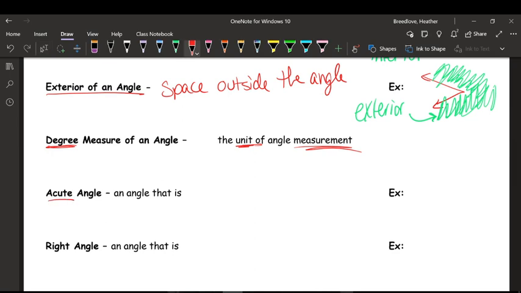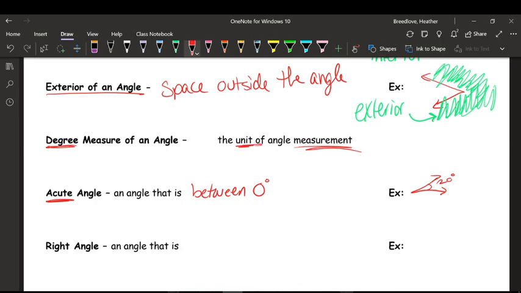An acute angle, you probably already know this. It's the cute little angle, the little one. So that would be an acute angle. I'm going to call this one 20 degrees. It's an angle that is between 0 and 90 degrees.